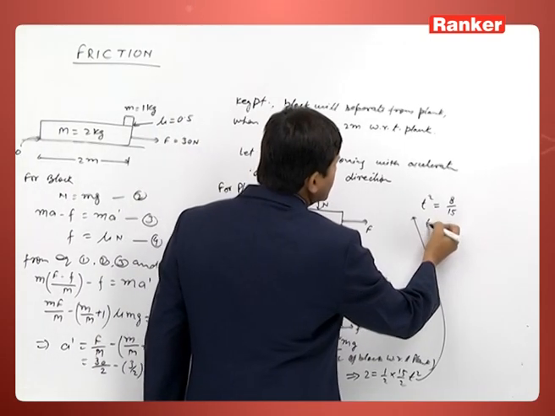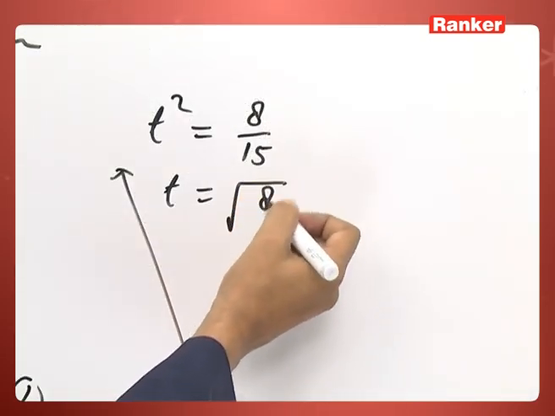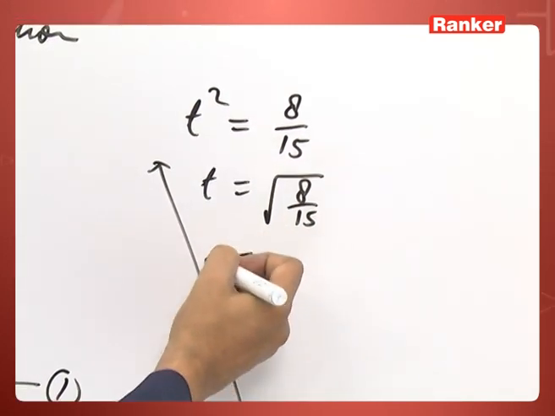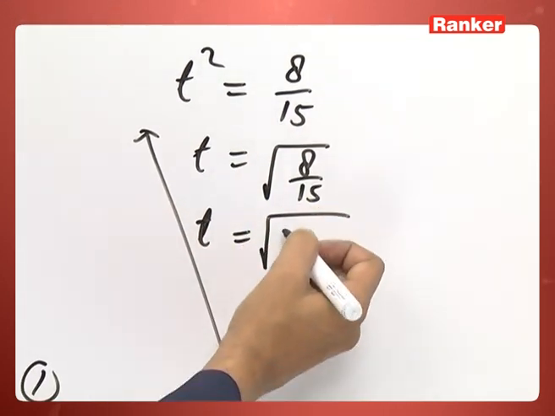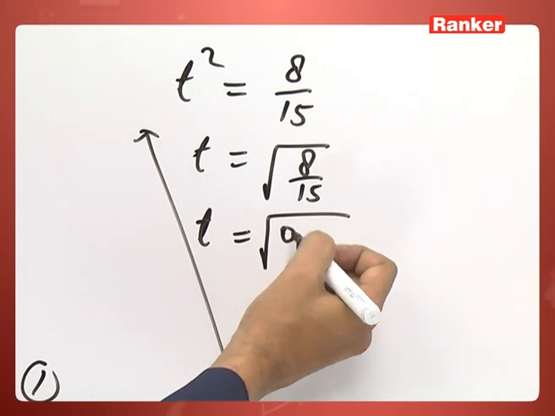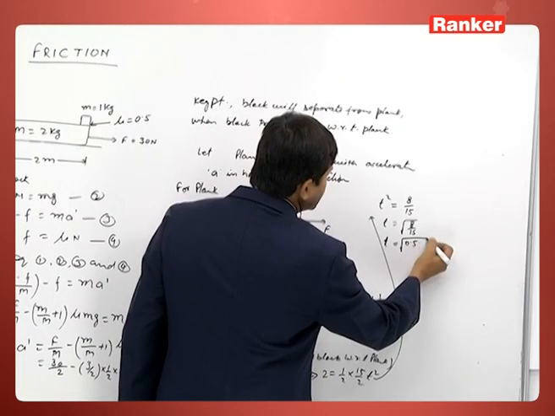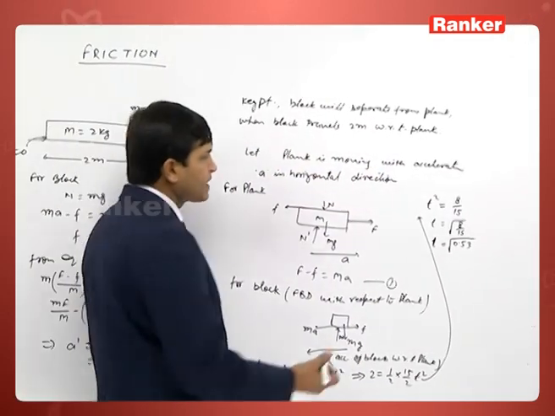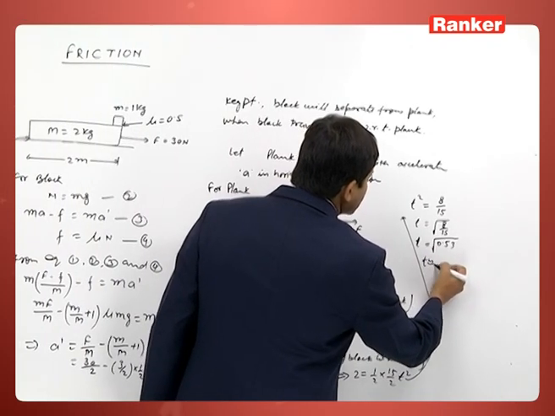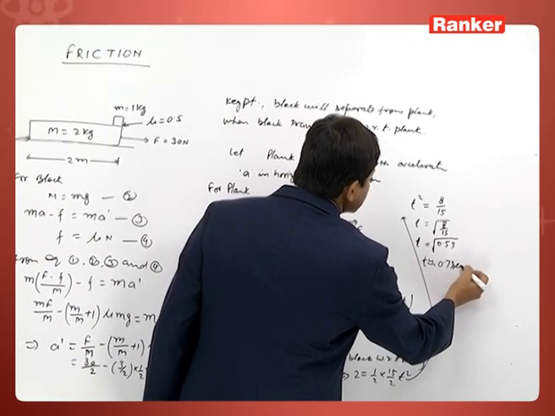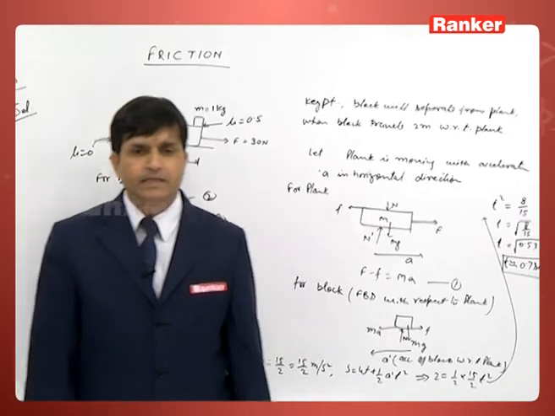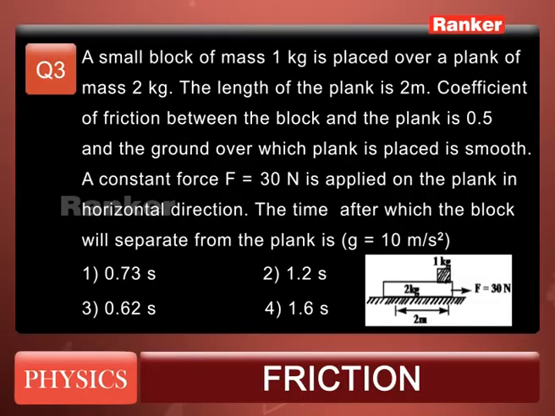Then t is equal to root over 8 by 15, and this is 0.53, and when we are calculating this one, that will come around 0.7 second. So this is the answer, t is equal to 0.7 second, and this is option number 1. First is the correct answer.